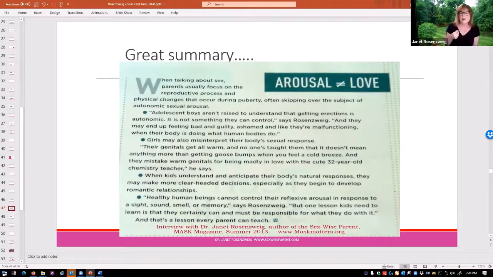That's such a risk factor for an adolescent to not understand that just because her body's getting all warm and fuzzy in certain places, that does not mean that the cute 28-year-old teacher in front of the room is the love of her life. All it means is that her genitals are acting exactly the way normal teenage genitals are supposed to. So really helping make sure kids understand that is just so critical.